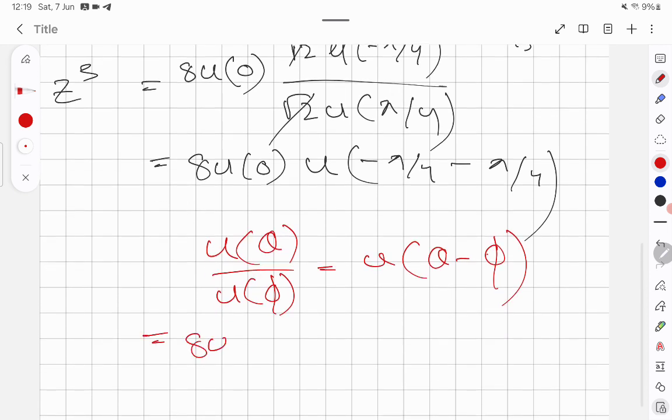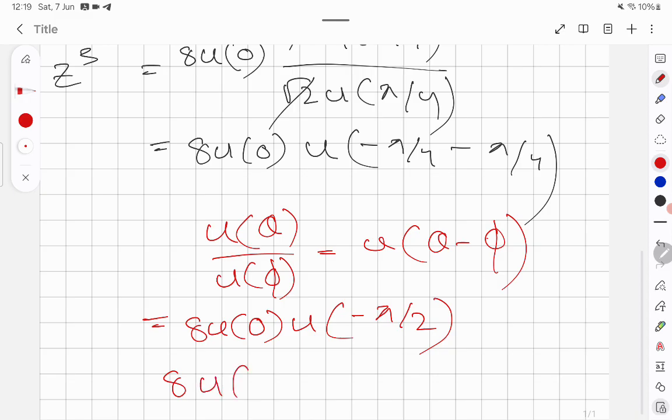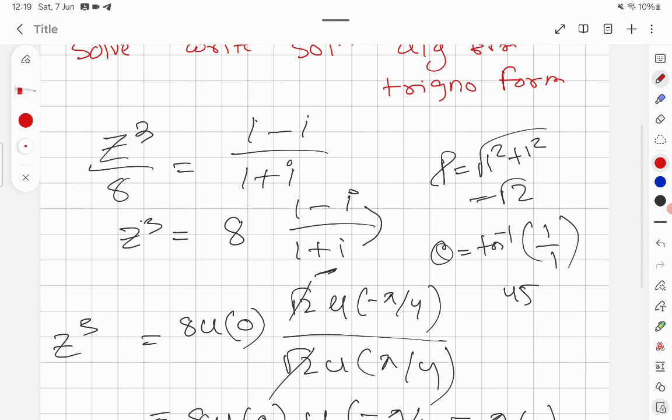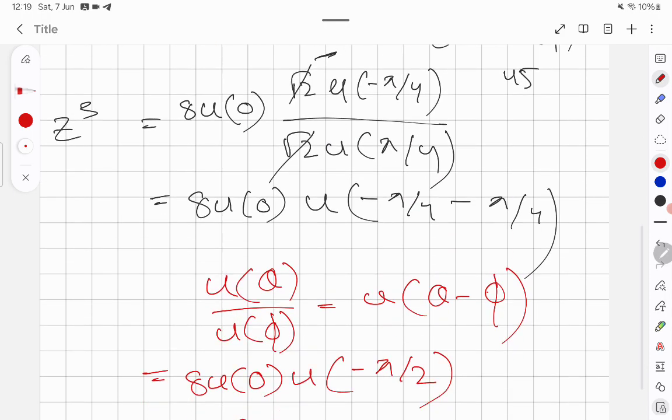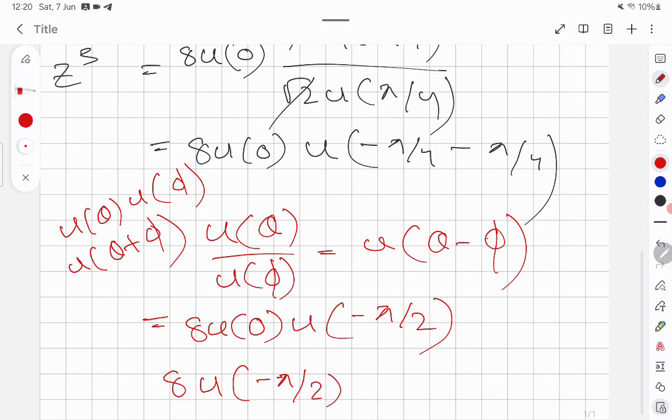After this I got 8e^(i0) plus e^(i) times this one, which will be minus π by 2, and since this thing is multiplied, you can write 8e^(i(minus π by 2)). You can add both of them: 0 plus minus π by 2 is this much. But what happened to the 0? As I said, if something is getting divided, you can subtract. If something is getting multiplied, you can just add them. e^(iθ) into e^(iφ), so it will be e^(i(θ plus φ)).